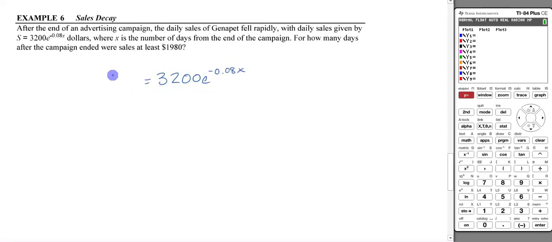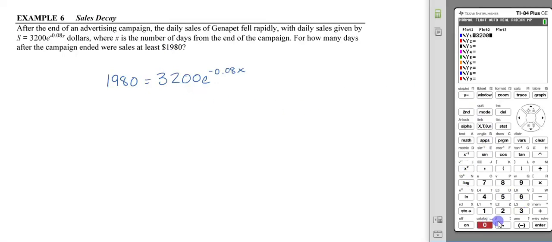So let's go ahead and copy down our formula, 3,200 times e to the -0.08x, and we want to know when that reaches 1980, and then we'll look at our graph to see when that happens as an at least situation. So 3,200 times e to the -0.08x, and then we have 1,980.